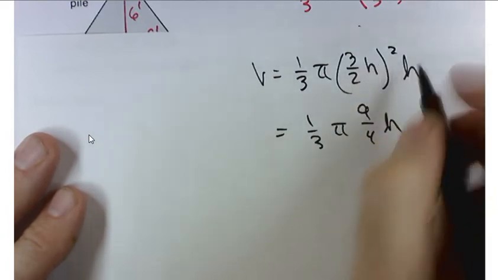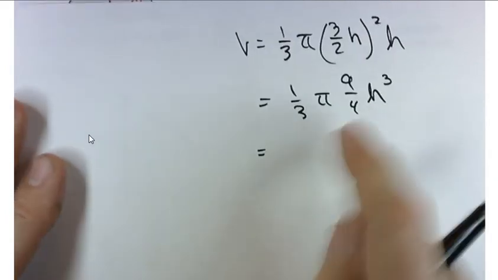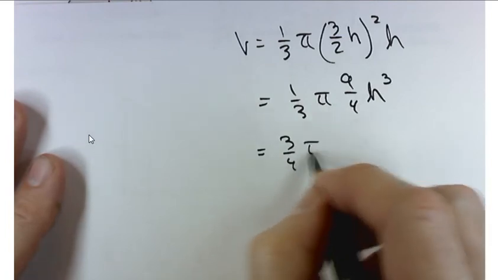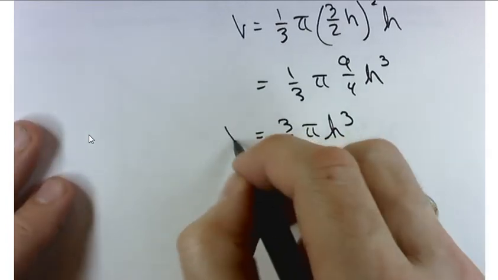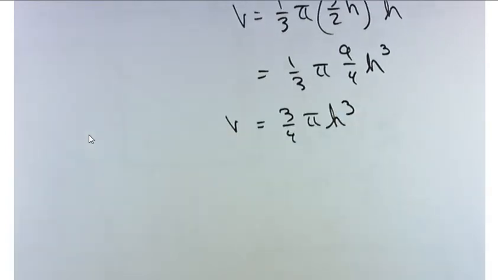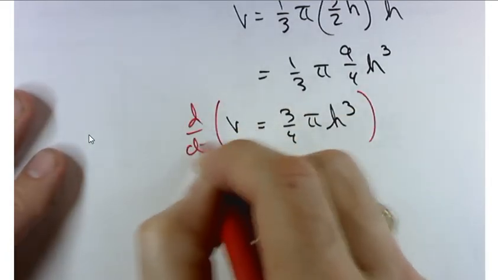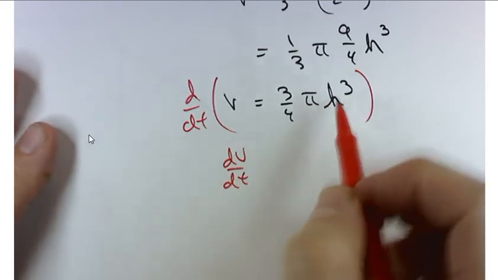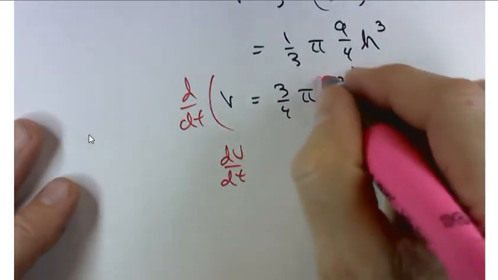If I differentiate this with respect to time, then I'm still going to get a dV by dt. This still needs to be differentiated with a little bit of care. This term here has to be differentiated implicitly. I'm not differentiating with respect to h. If I was, I'd just get 3h squared and be done. But I have to use the chain rule. 3 times 3 is 9 over 4 pi h squared times dh by dt.